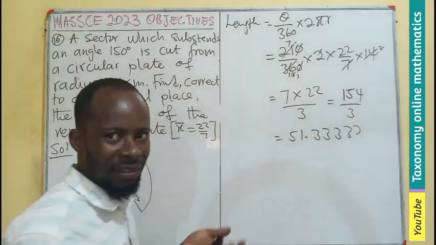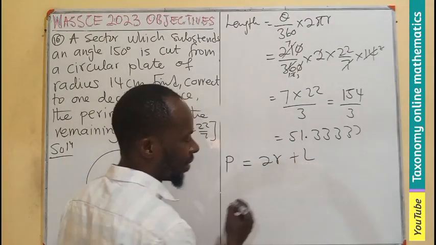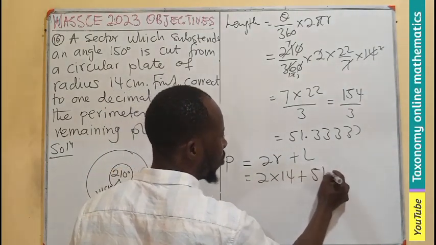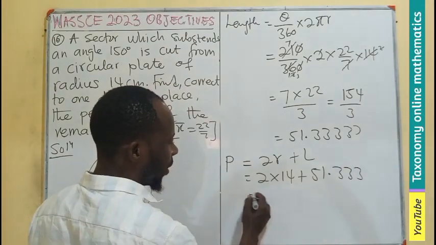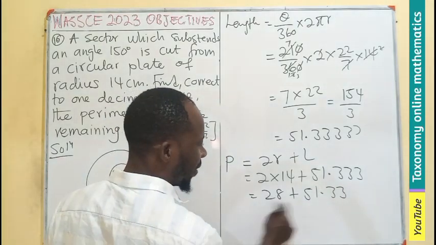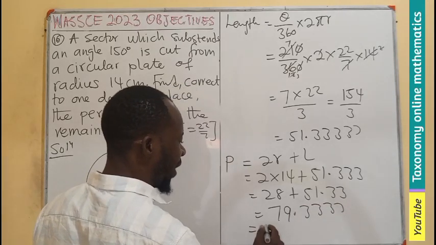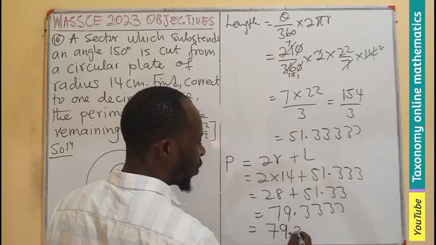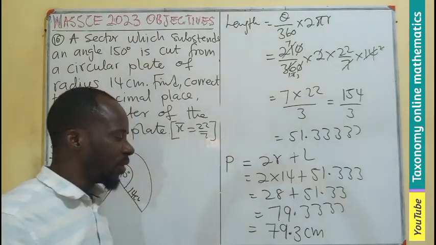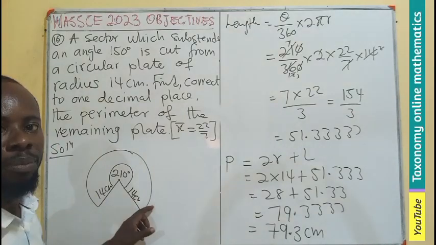So 51.333 is the length. But the perimeter is going to be 2r plus the length. 2 times the r, which is the radius, right? The length is 51.33. This will be 28. 51.33 plus 28 gives us 79.333. But we are looking for this in 1 decimal place. So this is going to be the perimeter, in centimeter. Okay. So you're going to have 79.3 centimeter as the perimeter of the remaining plate.